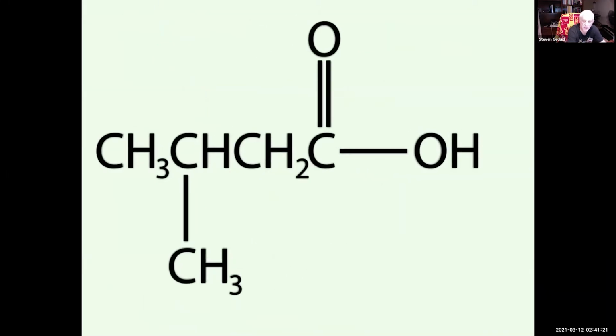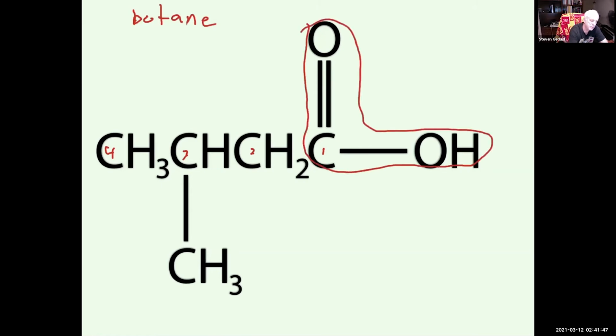Okay, now this one is a little more complicated. So let's look at our longest carbon chain, which is 1, 2, 3, 4. 4 carbons is butane. Again, the functional group is a carboxylic acid. So if we have a carboxylic acid, we drop the E and add OIC acid. So now we've got butanoic acid.